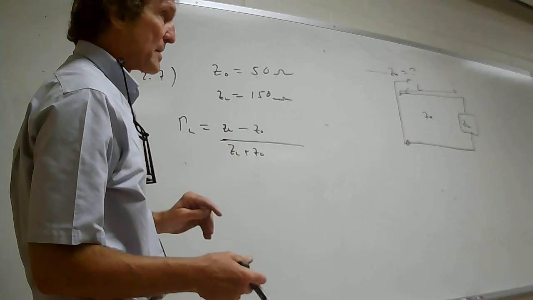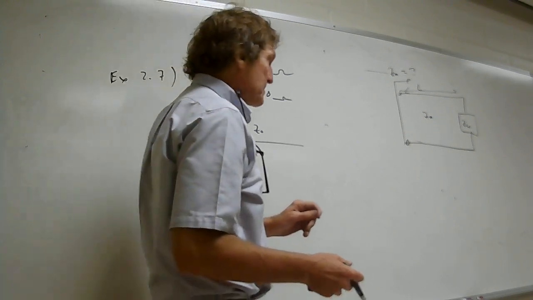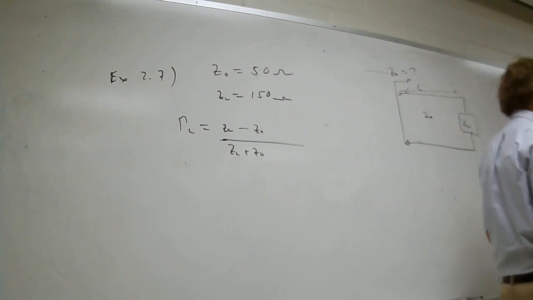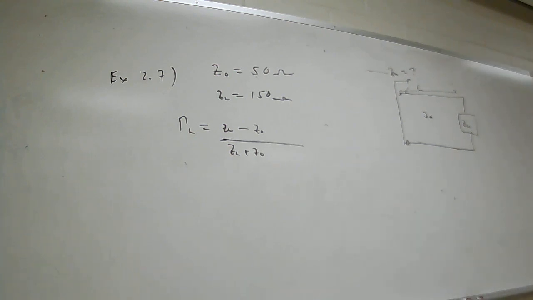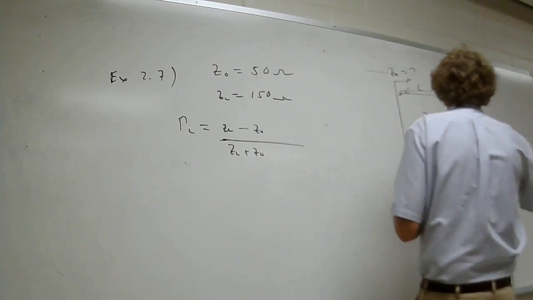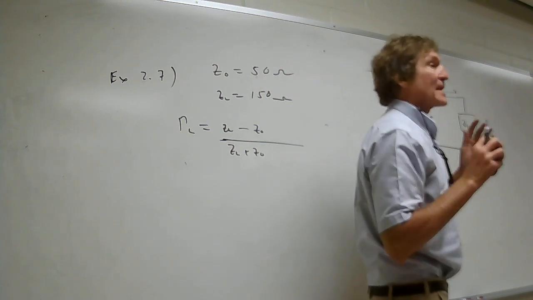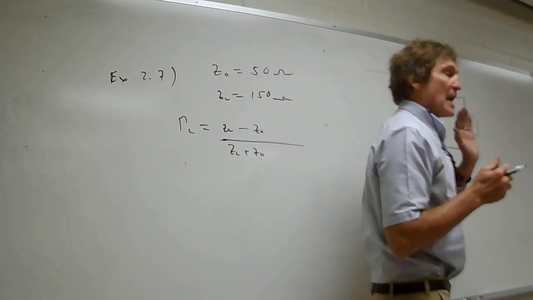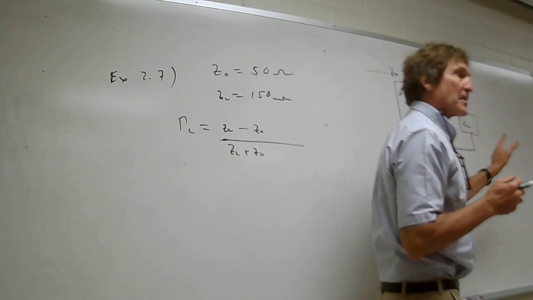Some comments about this. What happens to the reflection coefficient if ZL is equal to Z0? Think about it, do the math. If ZL is equal to Z0, what is the reflection coefficient? 0. All the power is transmitted, nothing is reflected. This is something you keep in your head. If the impedance here is equal to Z0, nothing is reflected. That's called a match condition. Everything is accepted, nothing is reflected.